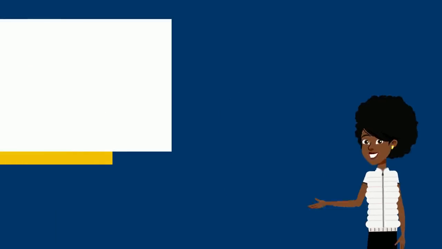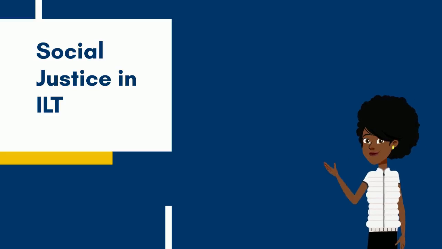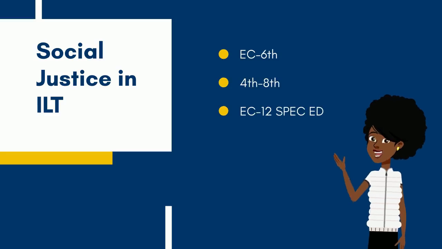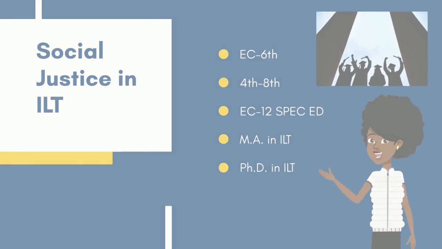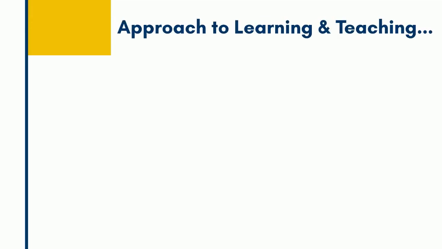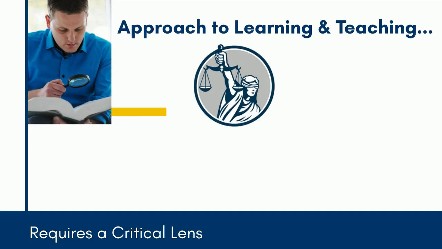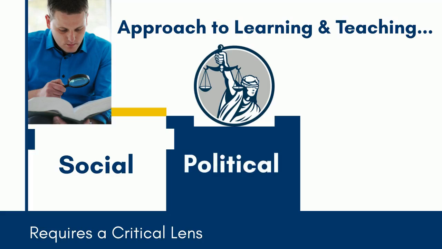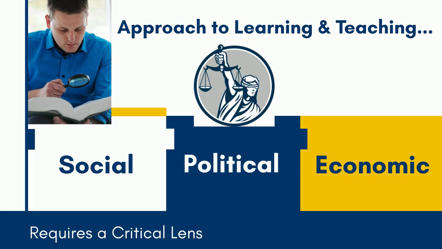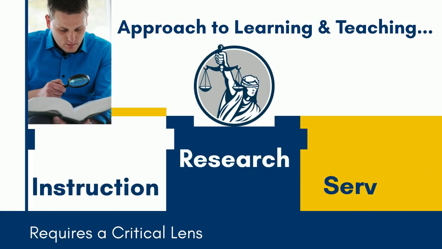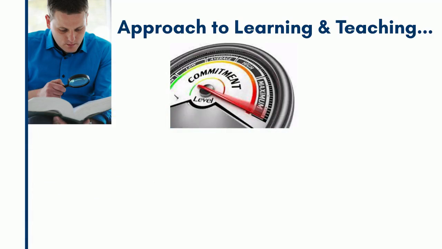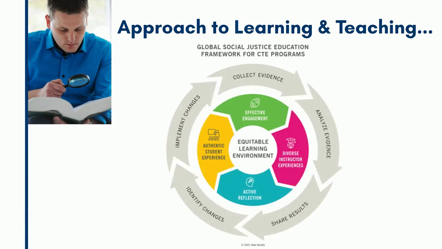The quest for social justice runs deep through the Department of Interdisciplinary Learning and Teaching and all of our undergraduate and graduate degree programs. Our overall interdisciplinary approach to learning and teaching is grounded in social justice and requires a critical lens through which we interrogate and deconstruct social, political, and economic issues that impact education. It is evident through the courses we teach, our research, our service to the community, that the ILT faculty is heavily committed to social justice in education. Social justice is a theme that permeates all aspects of learning and teaching.